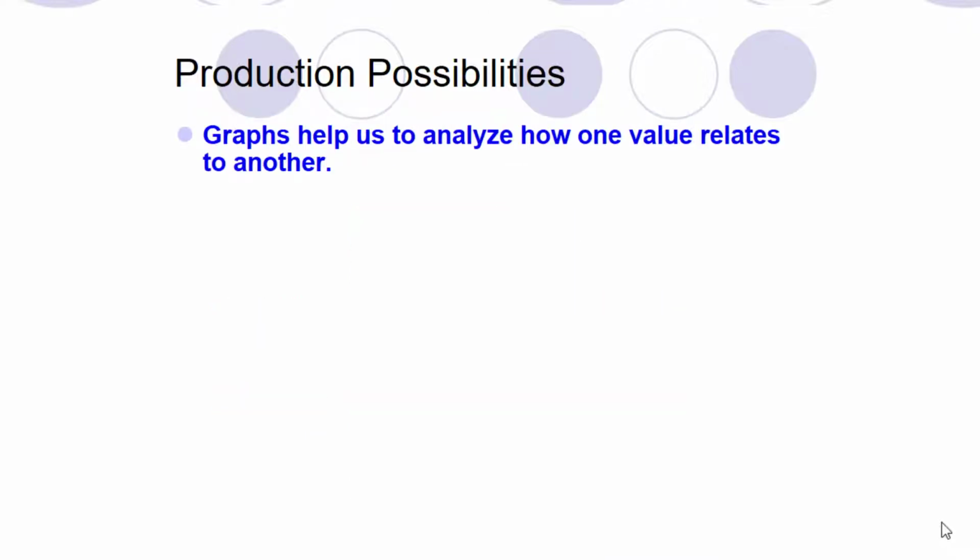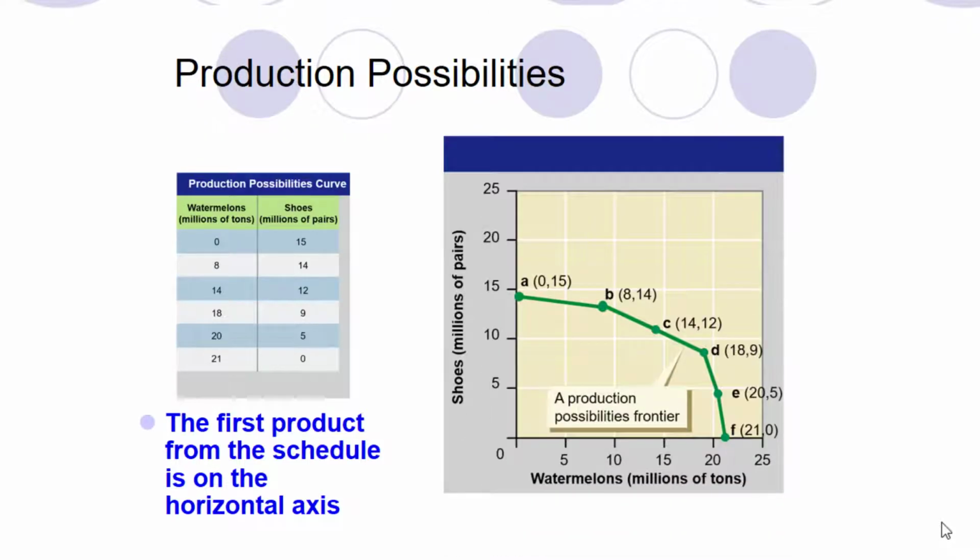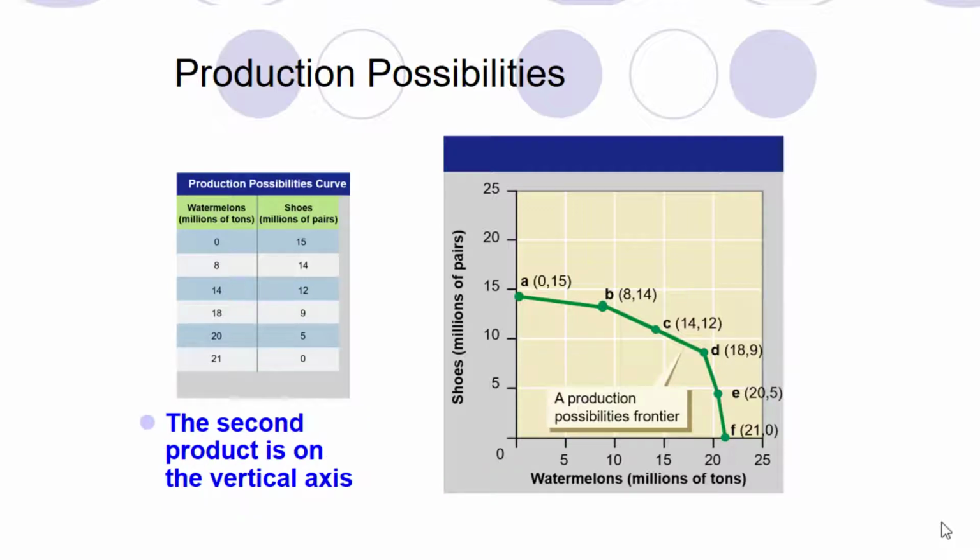Graphs help us analyze how one value relates to another. Graphs use the data from the schedule to plot the points on the graph. So graphs show a visual representation of our schedule. The first product from the schedule is on the horizontal axis of our graph. The second product in our schedule goes on the vertical axis of our graph.